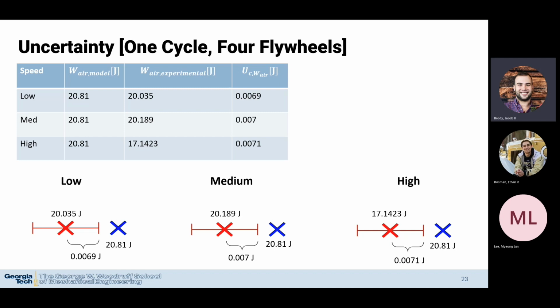It is evident that the blue X's are the work due to air of the model, and in all 3 cases, this value does not fall within the uncertainty bounds. So the assumption we would make is that there is some confounding factor that we are not able to calculate or account for in our model.